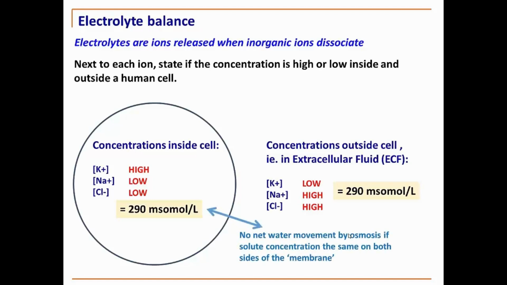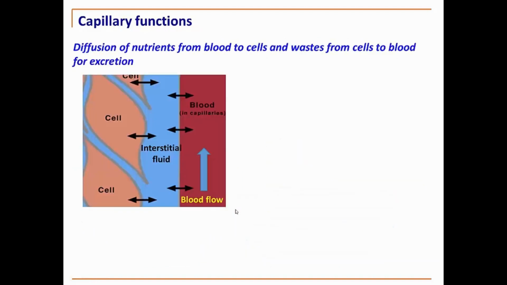That means the osmolarity or the concentration is the same on both sides, which means there is no osmolar gradient. In other words, there's no osmolarity difference, so there is no net water movement by osmosis because the solute concentration is the same on both sides of the membrane. The cell has a semi-permeable membrane that will allow water to go across it in either direction depending on the concentrations. Okay, so I'm going to get you to think about this again in a second.